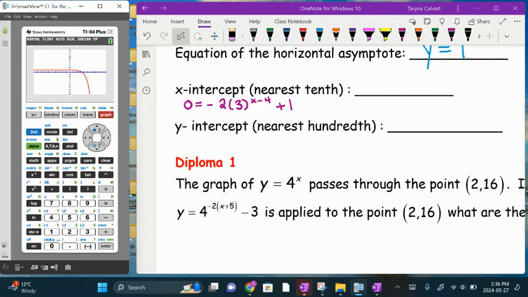And then we're going to do, I do it that way. You guys could have just typed it in and did left bound, right bound, but I don't do it that way. It's way too slow. So calculate, intersection, enter, enter, enter. So are we good with 3.4? So 3.4 would be nearest 10th.